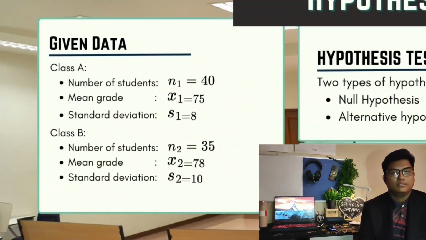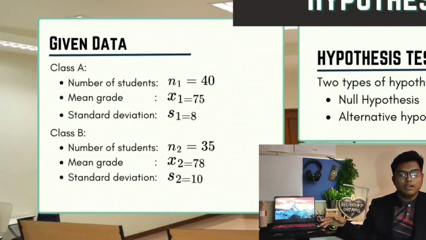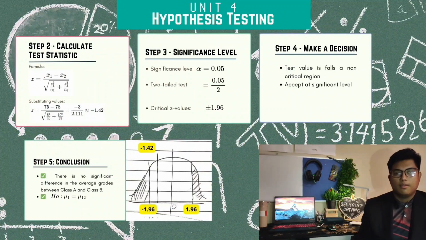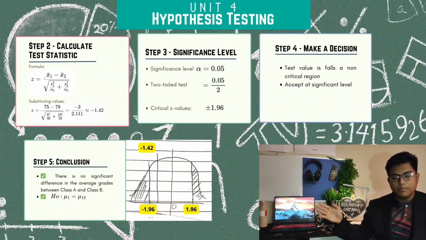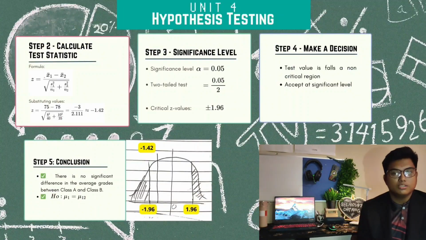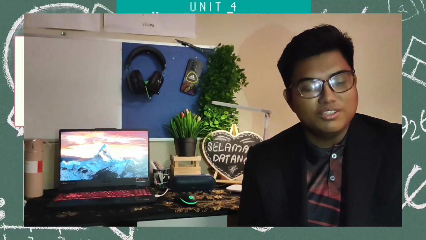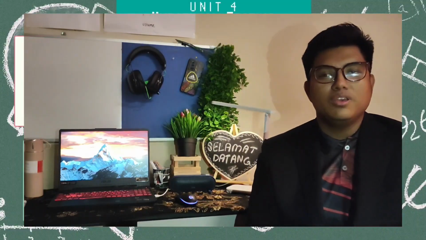The given data: class A and class B, the number of students, mean grade and standard deviation for the answer. Now, I will show the calculation from step 1 to step 5. This is an example of the graph. Next, the conclusion. There is no significant difference between the average grade of class A and class B. Thank you for watching. Next, I will pass to Ani.